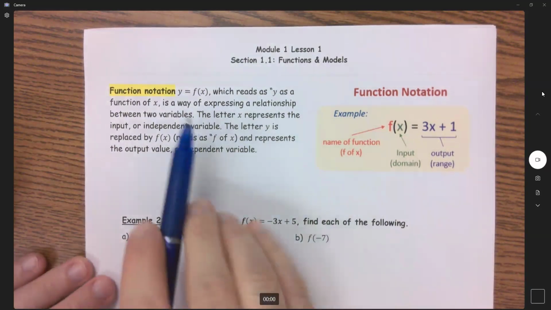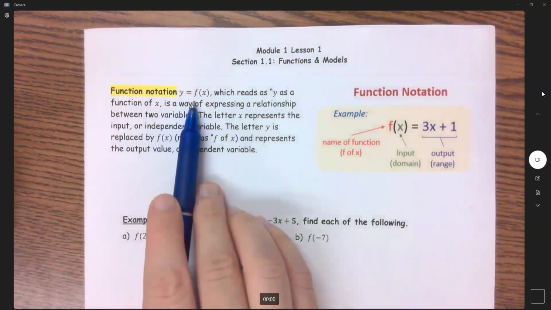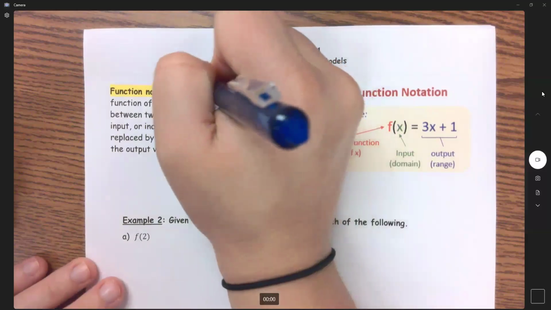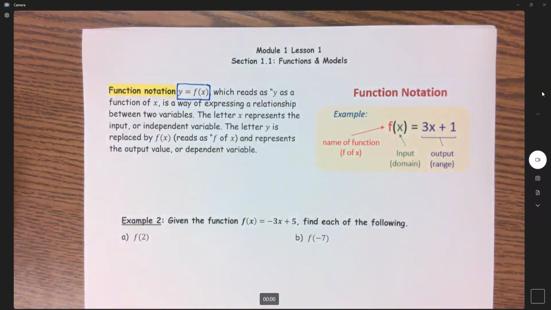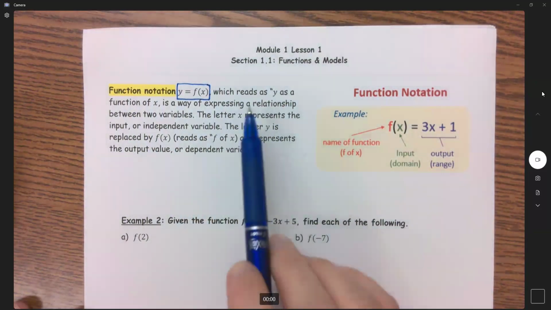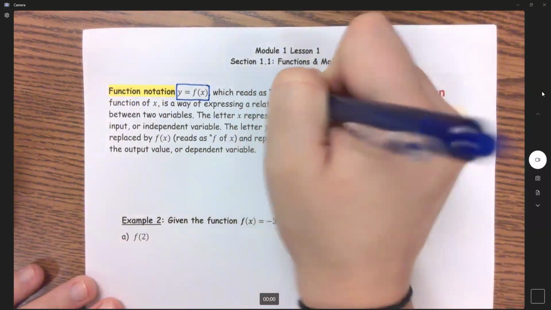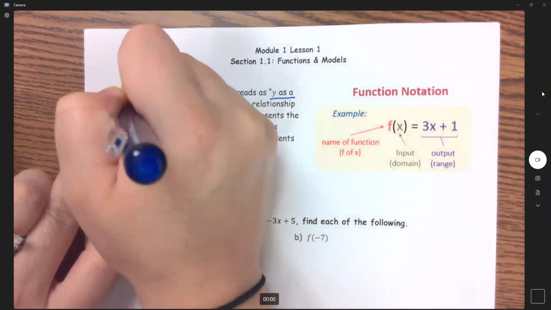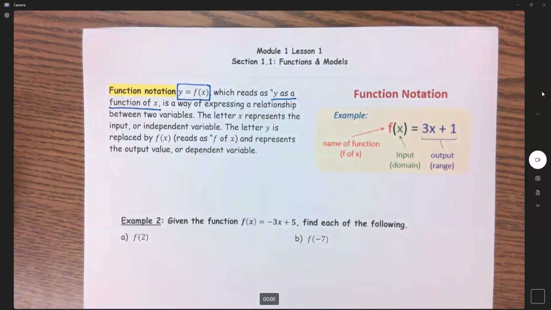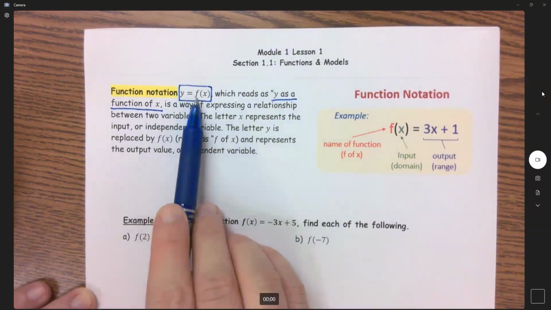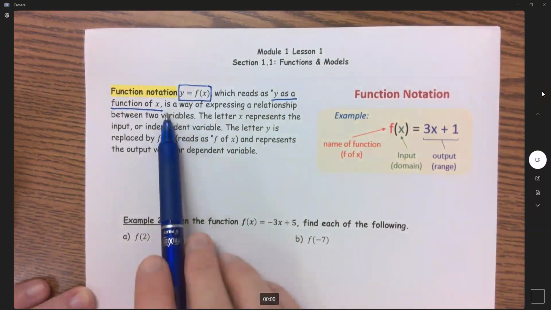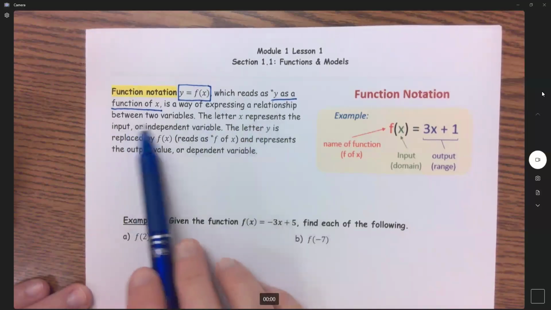We're going to be using function notation quite a bit in this class. So, function notation, the big thing here is that y equals f of x. Those mean the exact same thing. Y equals f of x, and this reads y as a function of x. That little vocabulary is going to be really important when we get to our verbal description. And this is a way of representing a relationship between two variables.